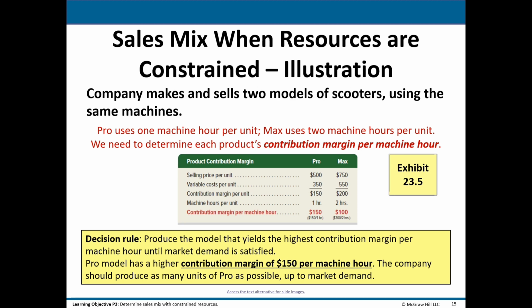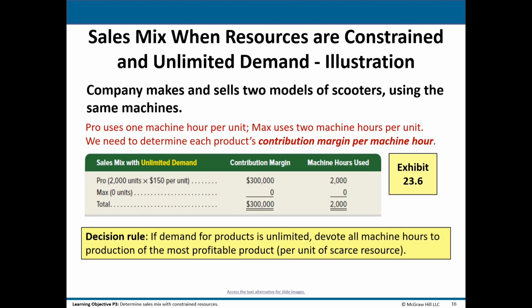So what if there's unlimited demand? If the market will buy all that the company can produce, the company should devote all 2,000 machine hours to production of the Pro model. That's 2,000 machine hours divided by 1 machine hour per unit, that's 2,000 units of Pro. And none to the Max model. This sales mix would yield a contribution margin of $300,000 per year, the maximum the company could make under the existing capacity of 2,000 machine hours per year. This is shown in Exhibit 23.6 here on this slide.